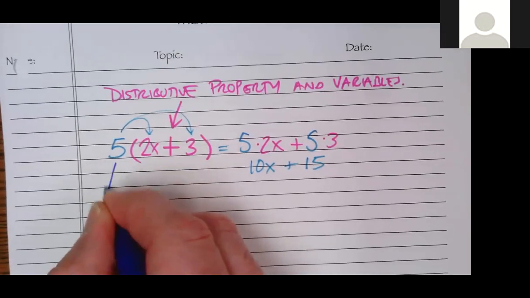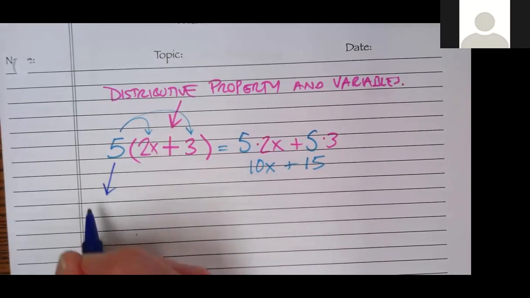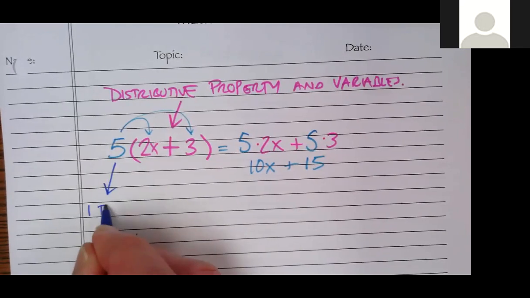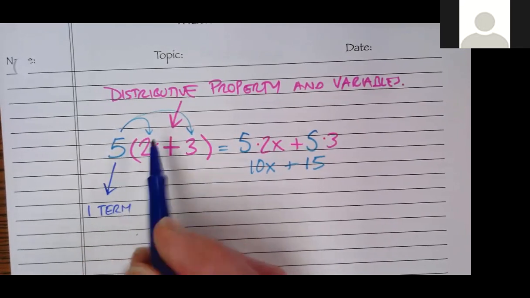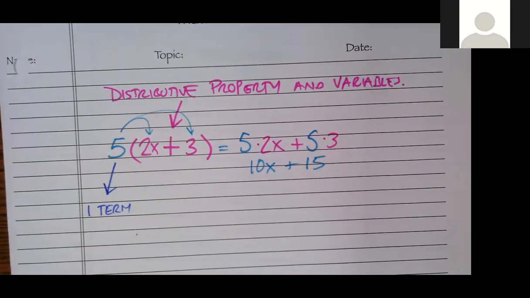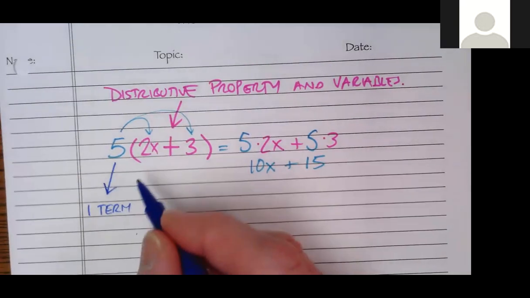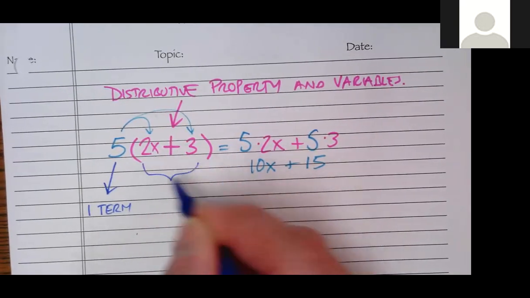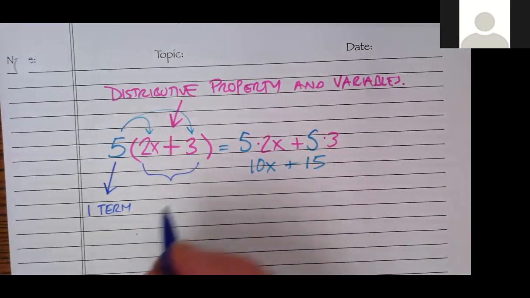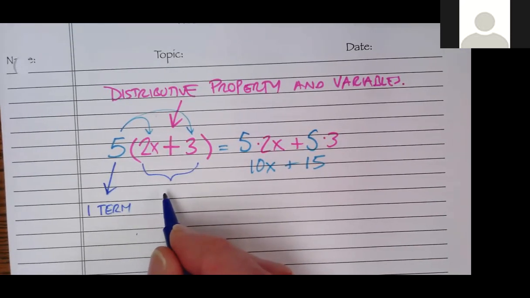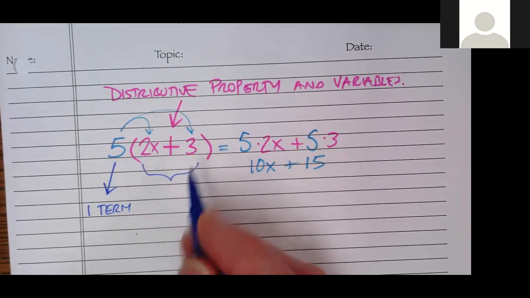On the outside of this, I have one term. And what I mean by that is I'm just taking a 5. There's just one thing there. There's not more than one thing. On the inside here, how many terms do I have? How many terms are inside the parentheses here? Somebody's got to write something. How many terms do I have in here?